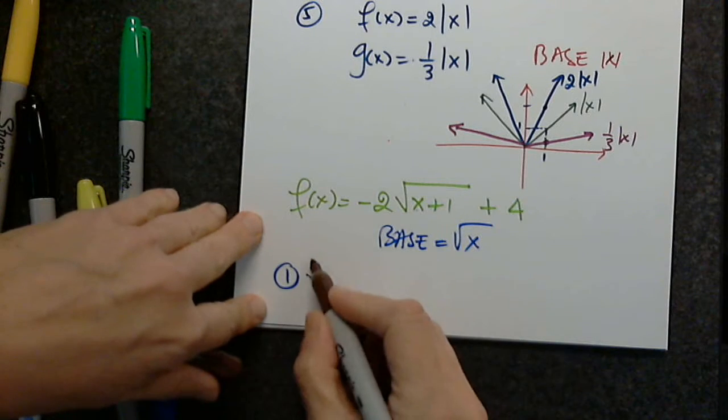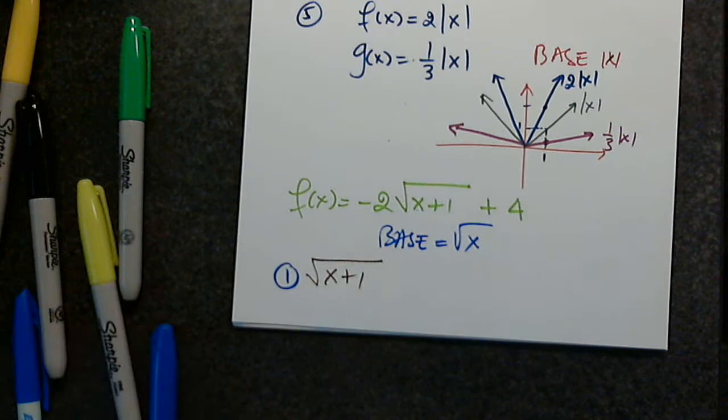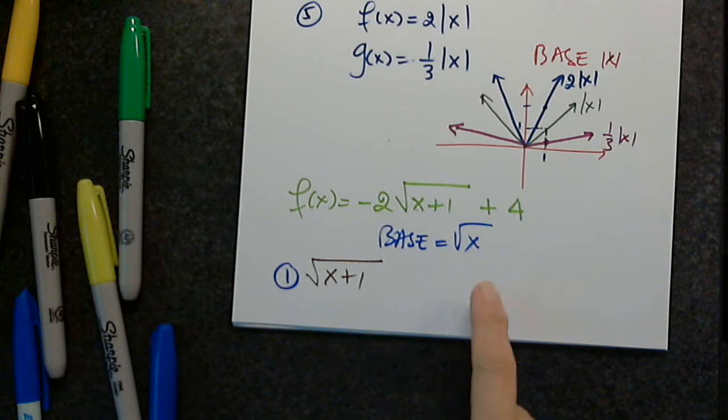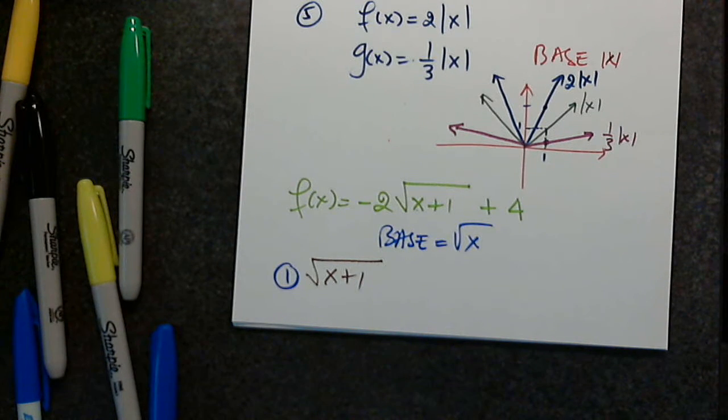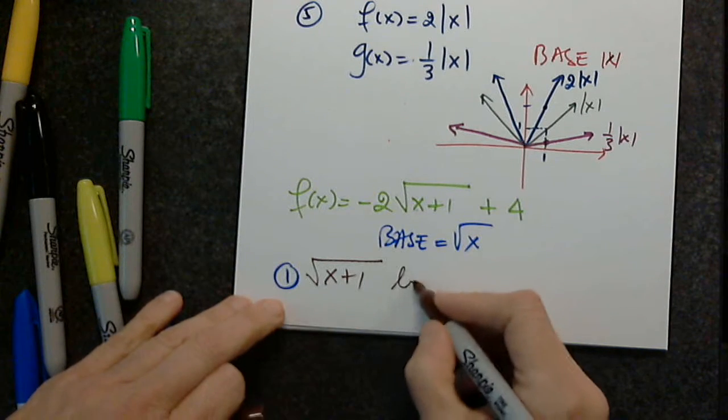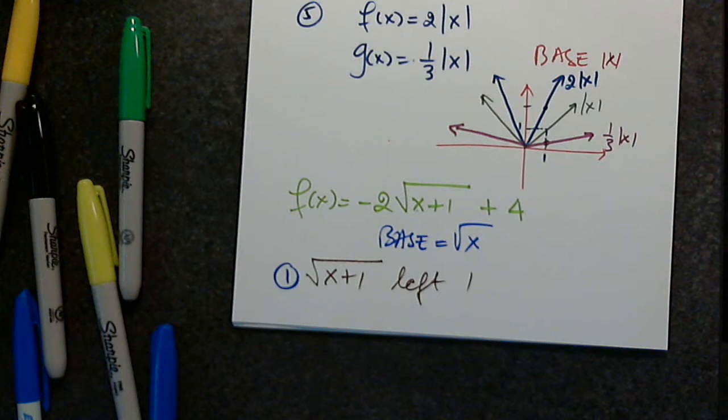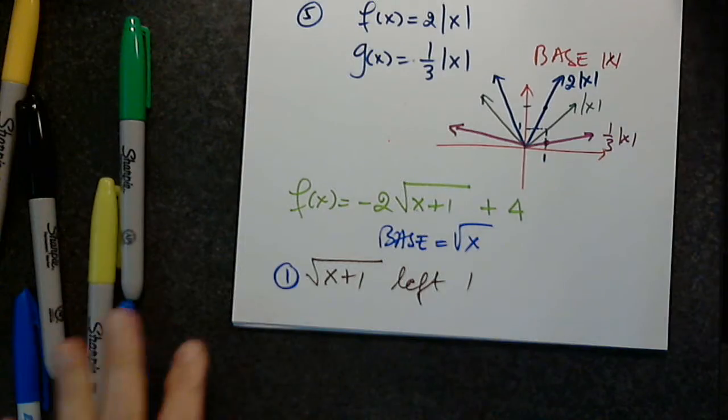Correct. Awesome. It's the square root of x plus 1. When I change x into x plus 1, what do I do to the graph of the square root of x? Move it left 1. Very good. Awesome. Left 1. Perfect. What is the next step?